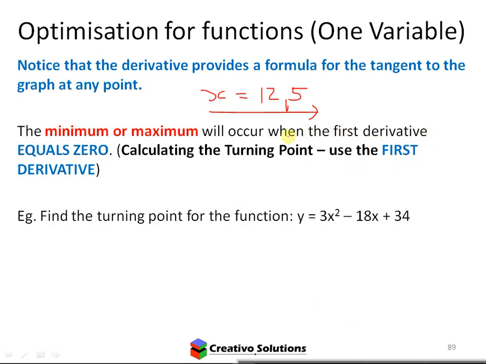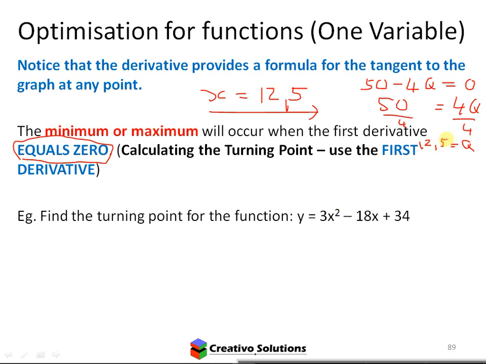Okay, so now what do I do? I make the derivative equal 0. If the derivative equals 0, I get the minimum or the maximum. So have a look at this. 50 minus 4q equals 0. Take the 4q across, 50. Divide by 4, divide by 4. What is q? 12,5. Okay, so this and that are the same.